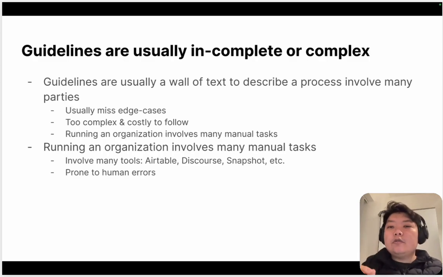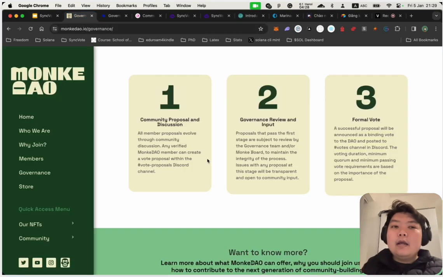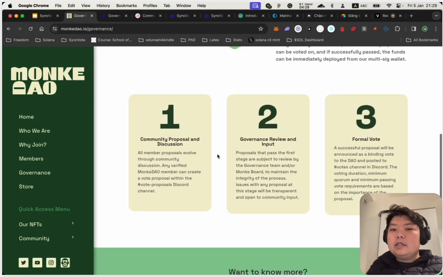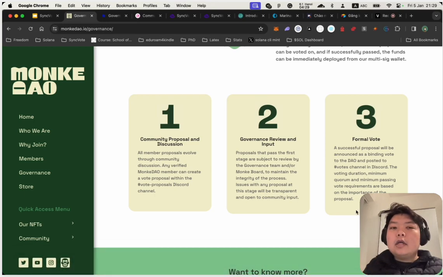So the first one: guidelines are usually incomplete or complex. Before I go to the text, I will show you something here. I am a member of Monkey DAO, and this is what they said about the governance process. It's three steps. Actually, it's very good and very precise, but it's incomplete. Reading these three steps does not give you a complete picture of what the DAO can do. If you want to understand more about what they're doing, you have to go to their Discord and various different places.